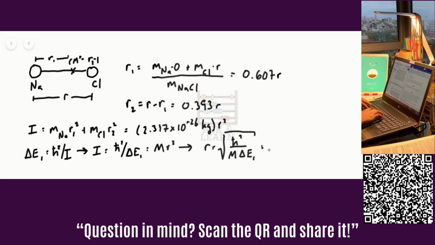And so then putting the numbers that we know for everything in here, we get that the separation between them is 2.36 times 10 to the negative 10th meters, or 0.236 nanometers.